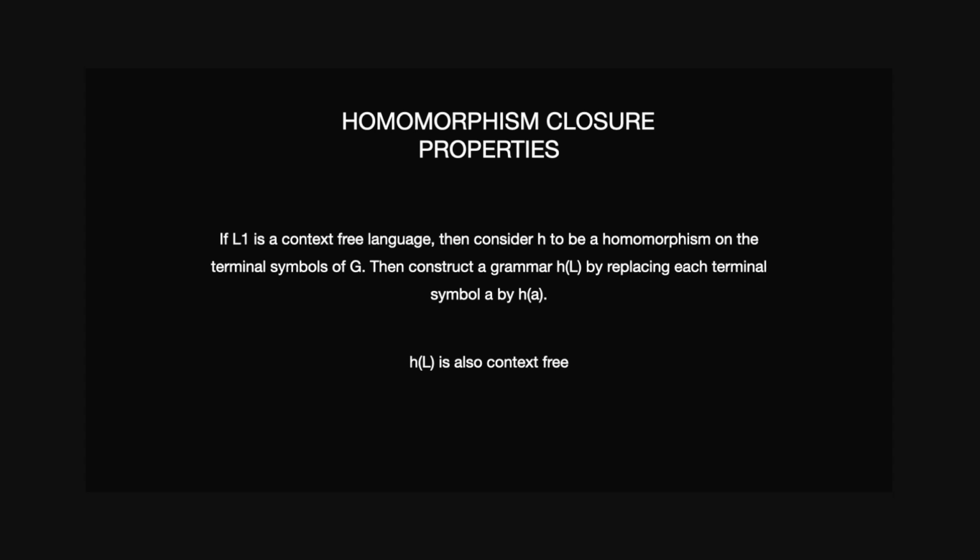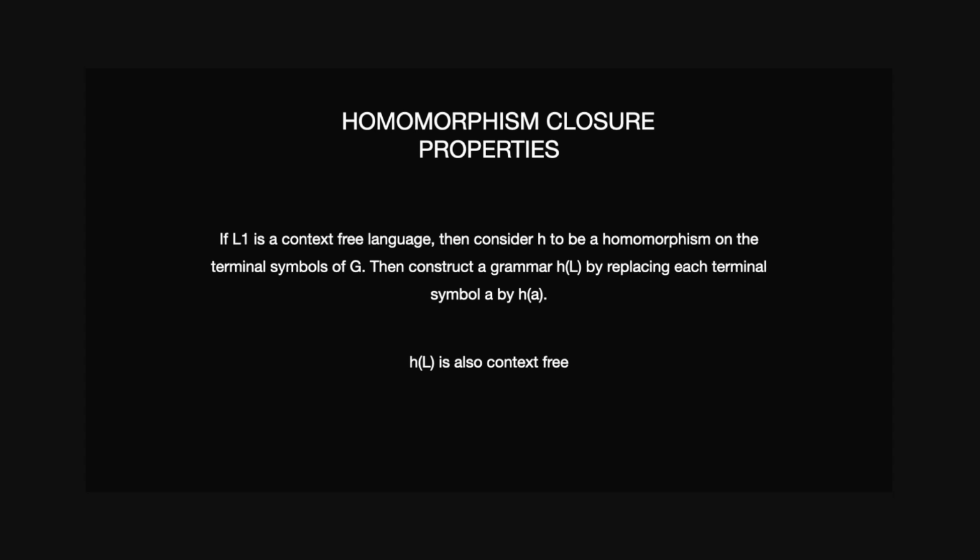Let L be a CFL with grammar G. Then let h be a homomorphism on the terminal symbols of G. Now construct a grammar for h(L), which is a grammar for the homomorphic symbols, by replacing each terminal symbol a by h(a).